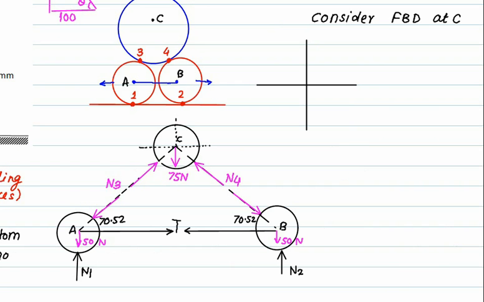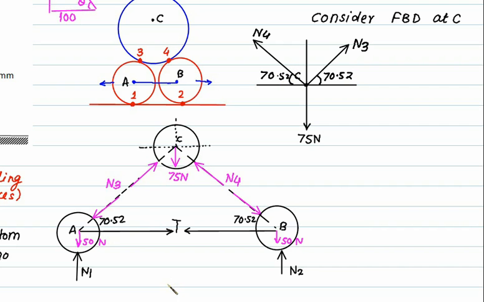Okay, consider FBD at point C. So this is the point C. The weight 75 will act downward. N3 is in the second quadrant, and N4 is in the third quadrant, so we'll shift it to the first quadrant. This value is N4. This angle is 70.52. This angle is also 70.52.